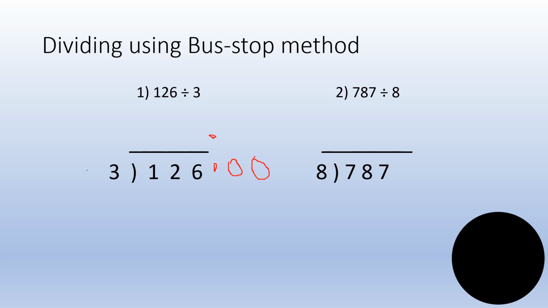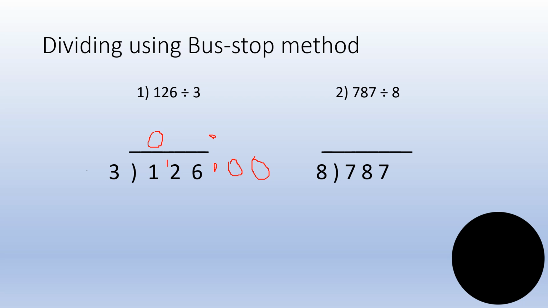So the first thing I'm going to ask is, does 3 go into 1? Well, 3 is bigger than 1, so 3 will not divide into 1. So I'm going to put a 0 there, because 3 goes into 1 0 times. I then have to carry that 1 over because I haven't used it yet.